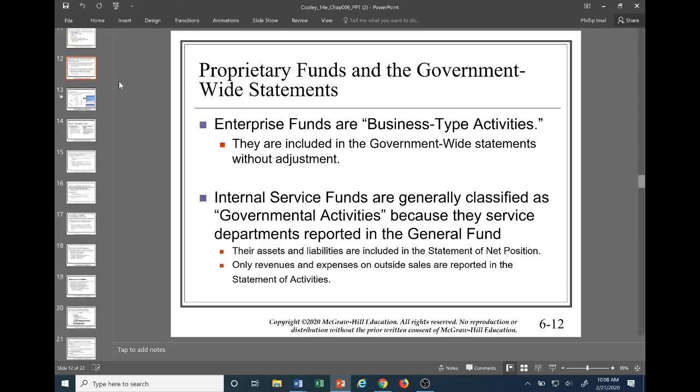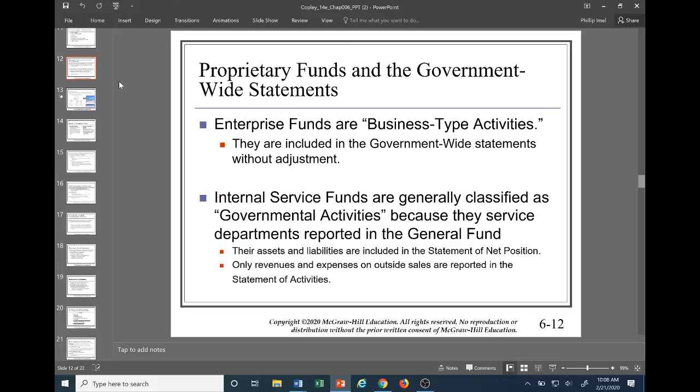Okay, more with proprietary funds and the government-wide statements. Enterprise funds are business-type activities. They are included in government-wide statements without adjustment. So why are they included in government-wide statements without adjustment? What are they talking about there? Because it's already accrual. It's accrual basis, right? So because the government-wide statements operate on what type of accounting basis? Accrual. So there's no need to have that worksheet of doing the reconciliation between the two different standards.